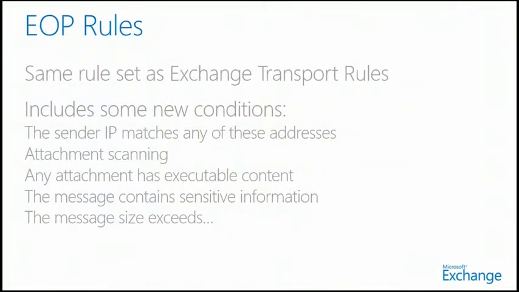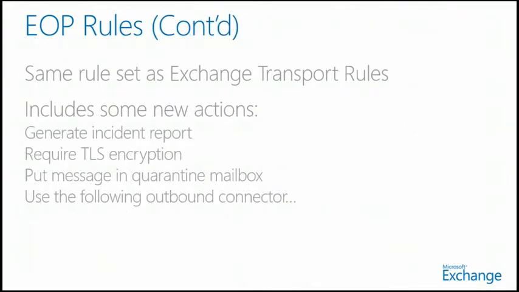Now, what does policy management look like? It's the same rule set as the transport rules for EOP, but there are some new conditions. The sender IP, we can block by sender IP. We can block by attachments. We can determine what's going on inside of that attachment. Is it an attachment that has executables that should not be there? Does it have sensitive information, and does it exceed size limitations? Also, some incident reports. We can make sure messages meet certain TLS requirements.